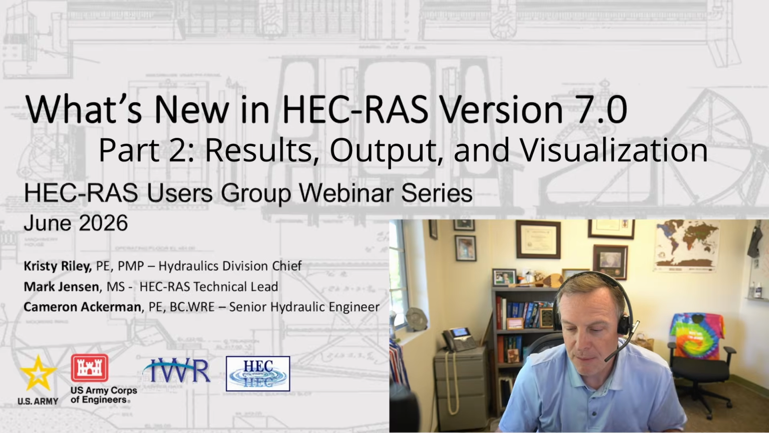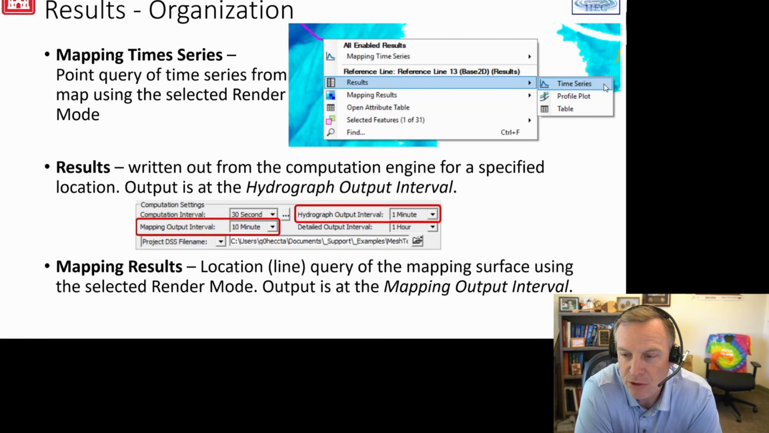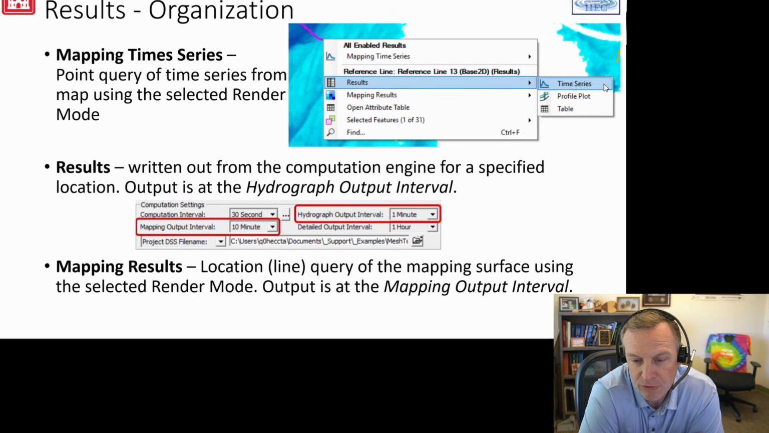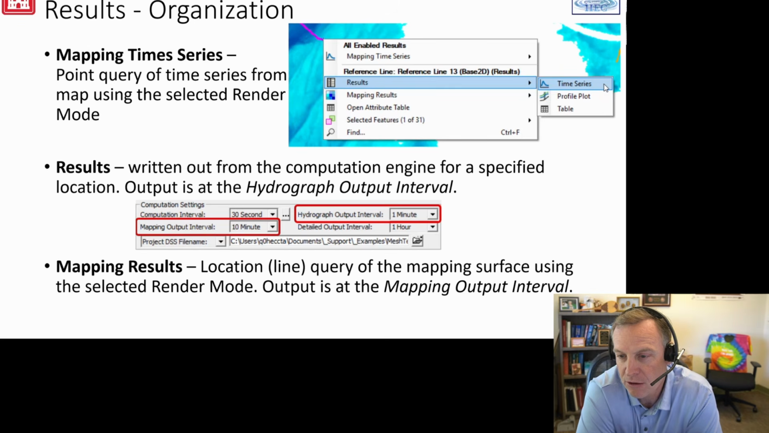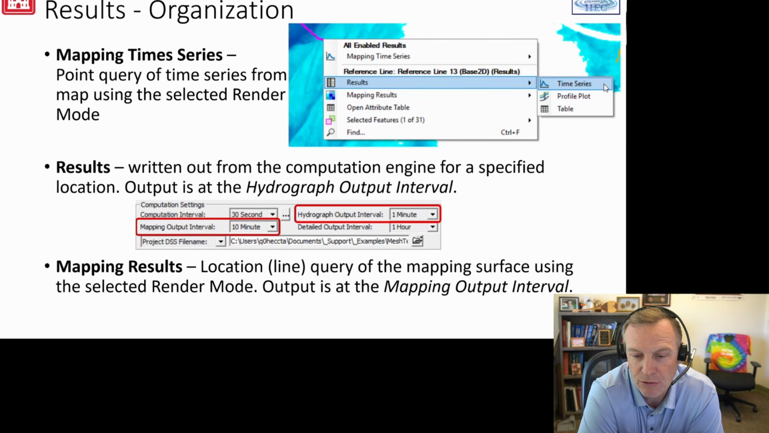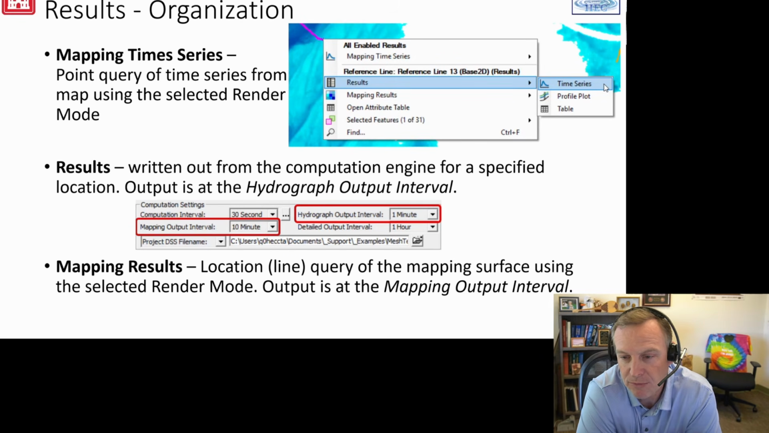Anytime now you see in RAS Mapper the word mapping, that means your results are coming from RAS Mapper using the render mode that you've selected. So typically that's going to be a point time series where you click on a location and it's going to give you output. However, you can also get mapping results from other things like your bridges, your structures, and your reference lines, where it will go and sample the mapped water surface or mapped velocity off of that line. That information is being written out at the mapping output interval.